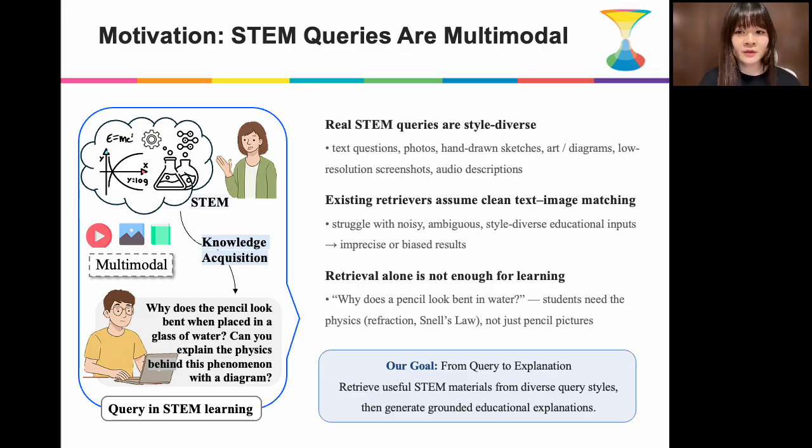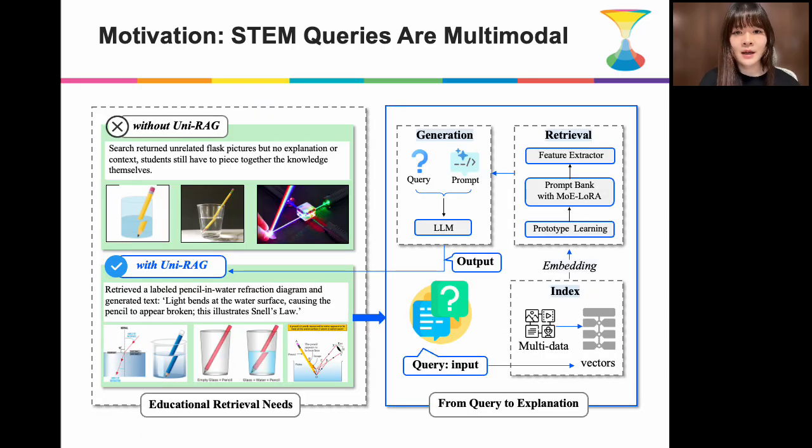A traditional retrieval system may return several images of a pencil or a glass, but it may not explain the physics behind the phenomenon. In education, that is not enough. Students need not only relevant materials, but also clear explanations. In that example, they need to understand that the phenomenon is caused by refraction, where light bends when passing from air into water. So the goal of this paper is to move from query to explanation.